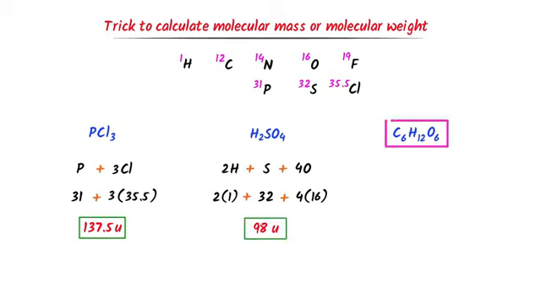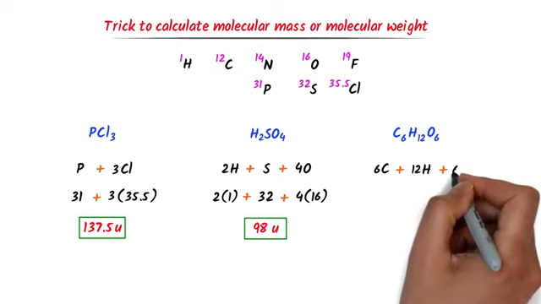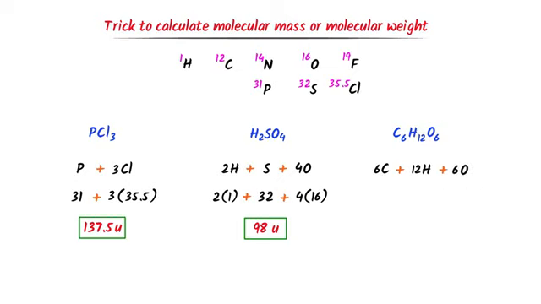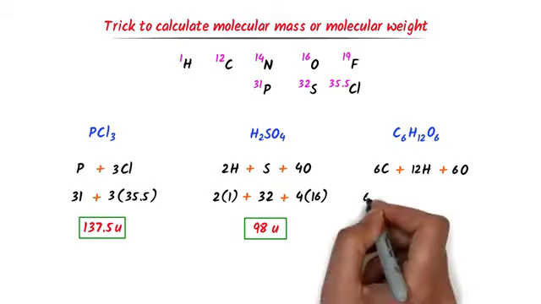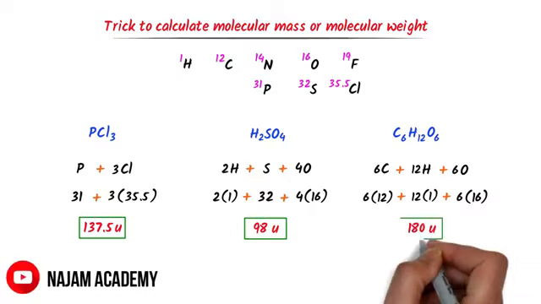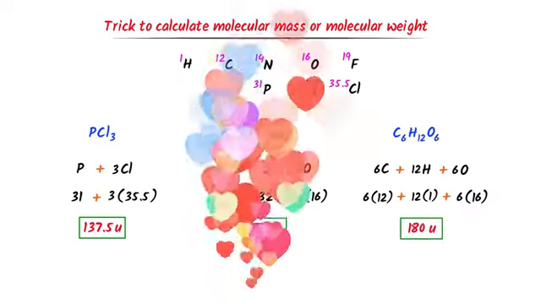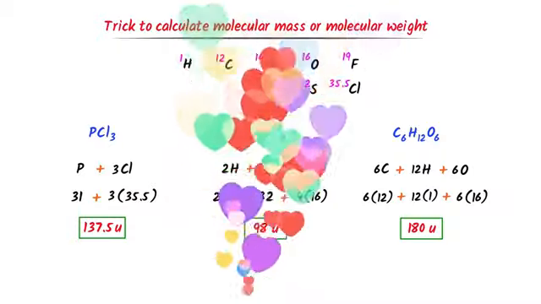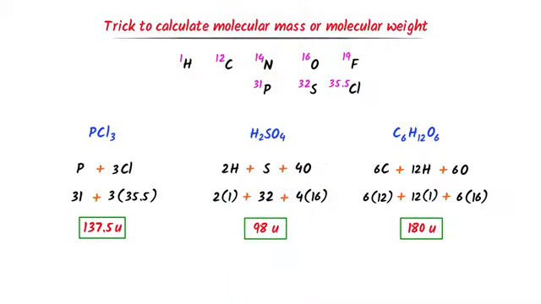In case of this glucose molecule, we can see that there are 6 atoms of carbon, there are 12 atoms of hydrogen and there are 6 atoms of oxygen. We already know about the atomic masses of these atoms. So I write 6 into 12 plus 12 into 1 plus 6 into 16. After calculation, I get 180 unit. So the molecular mass of glucose is 180 unit. Therefore, remember this easy trick through which we can calculate the molecular mass of any molecule.